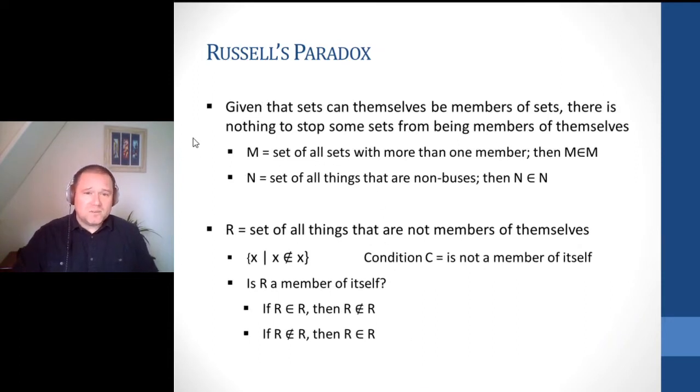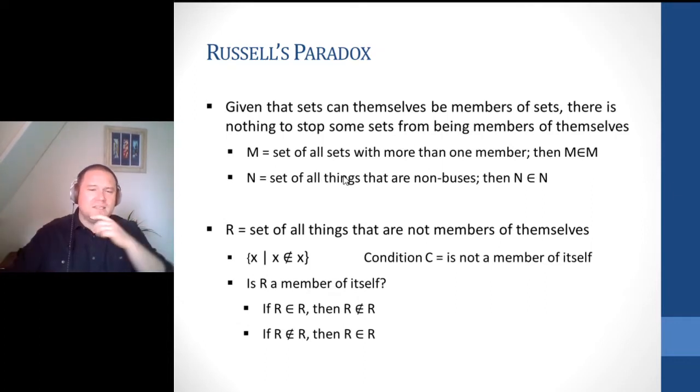So we can think about it this way. Given that sets can themselves be members of sets, there's nothing to stop some sets from being members of themselves. So let M be the set of all sets with more than one member. Well, obviously, M is then going to be a member of itself, because there's a whole slew of sets with more than one member, so M must be a self-member. Similarly, let N be the set of all things that aren't buses. Well, sets aren't buses, so N must be a member of itself.